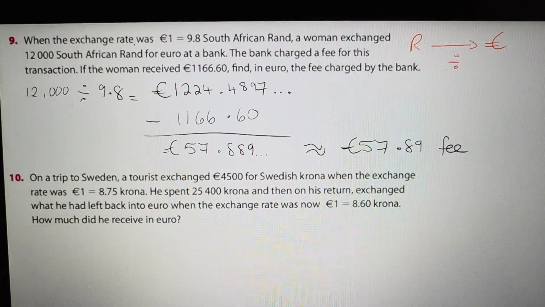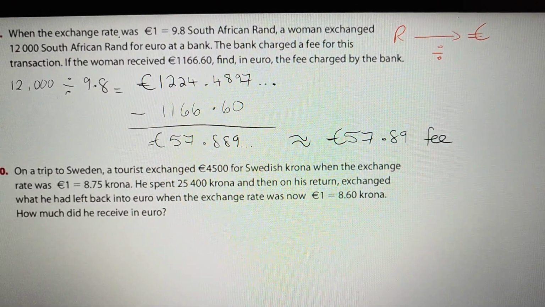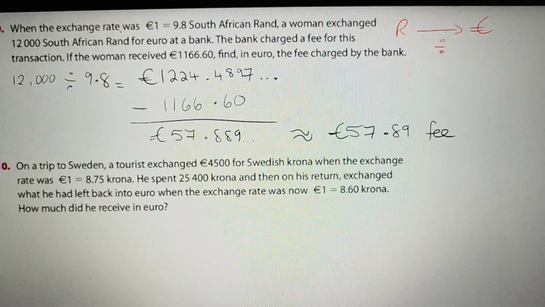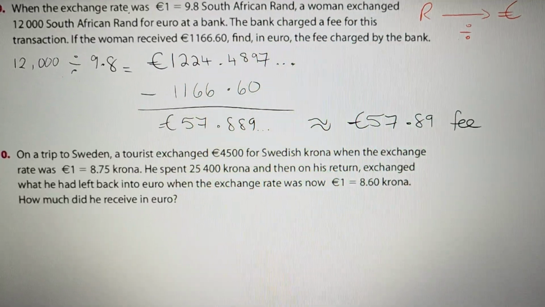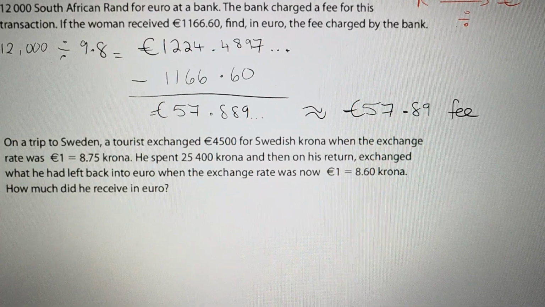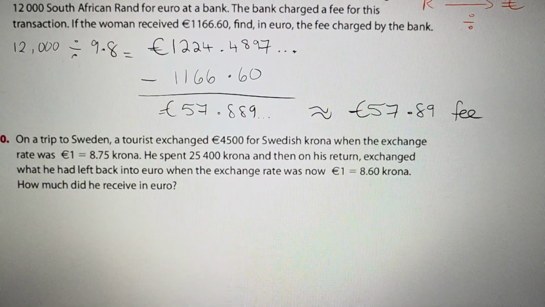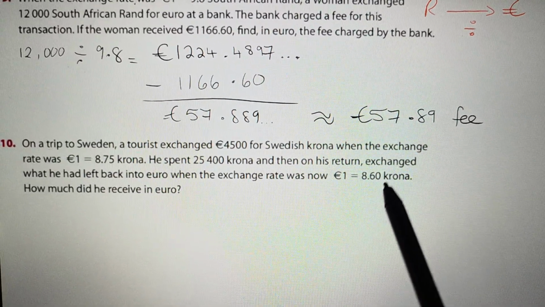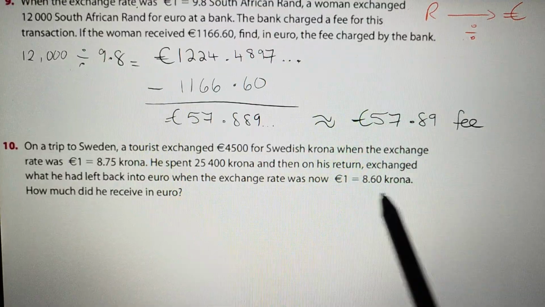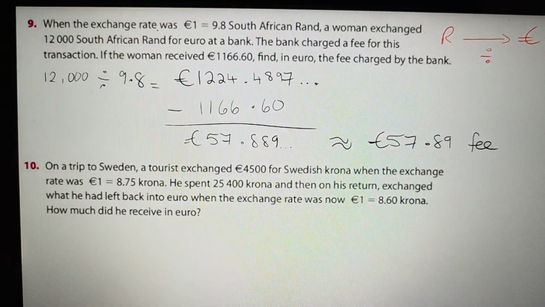Question 10. On a trip to Sweden, a tourist exchanged €4,500 for Swedish krona when the exchange rate was €1 would buy you 8.75 krona. He spent 25,400 krona, and then on his return, he exchanged what he had left back into euro when the exchange rate had changed to €1 would buy you 8.6 krona. So you can see the exchange rate went down. How much did he receive in euro?